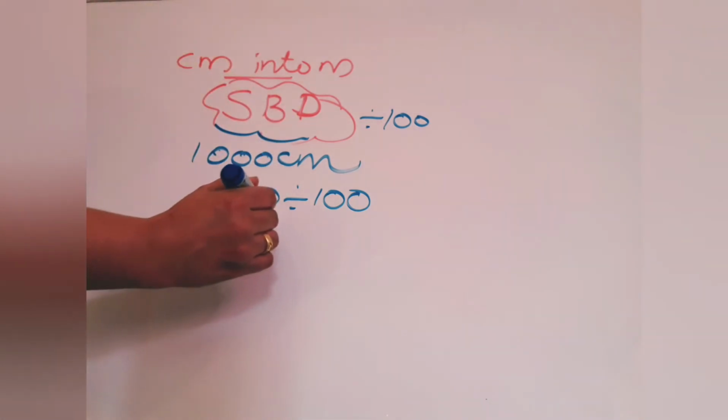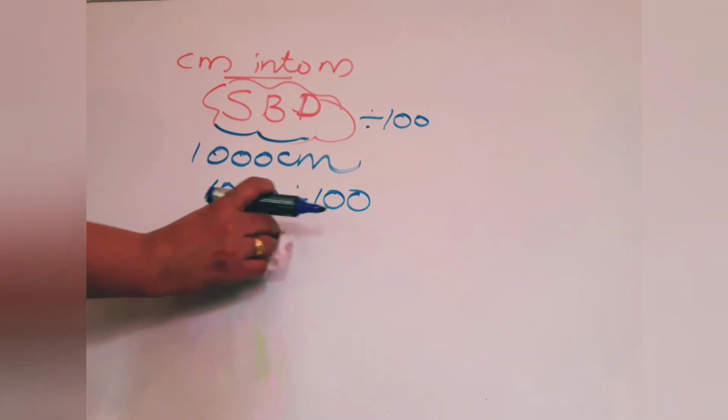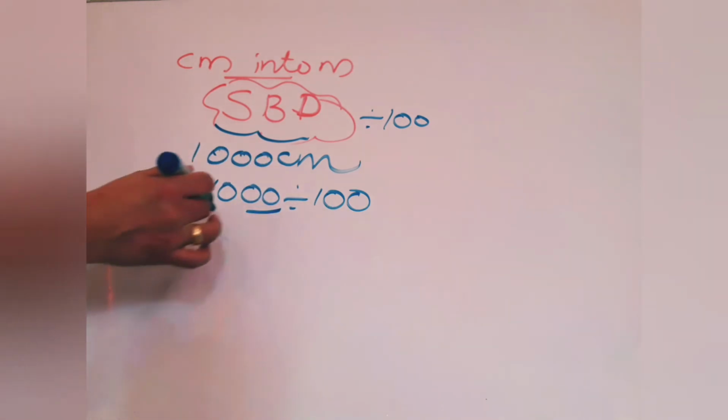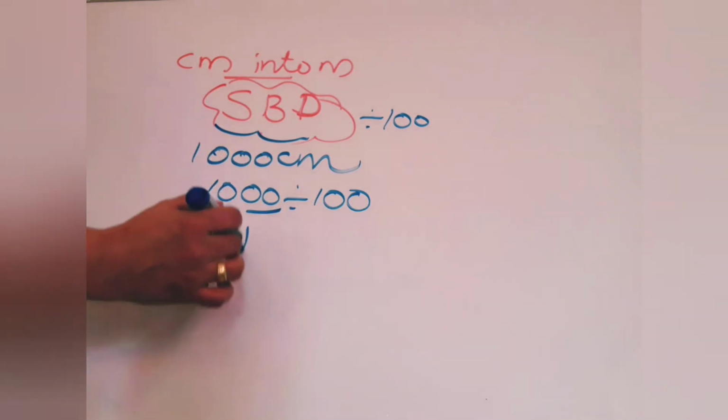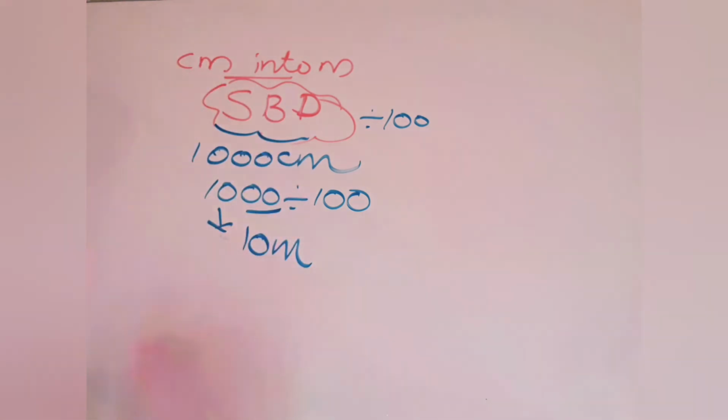1000 divided by 100. So what do you have to underline? The last two digits you have to underline. What did you not underline? 10. 10 meter 0 centimeter. That means 10 meter is the answer.